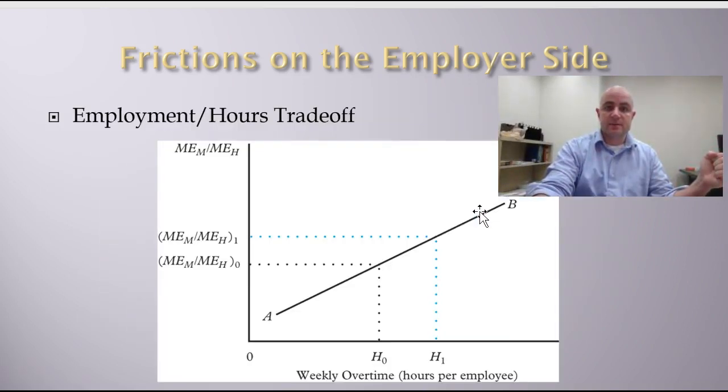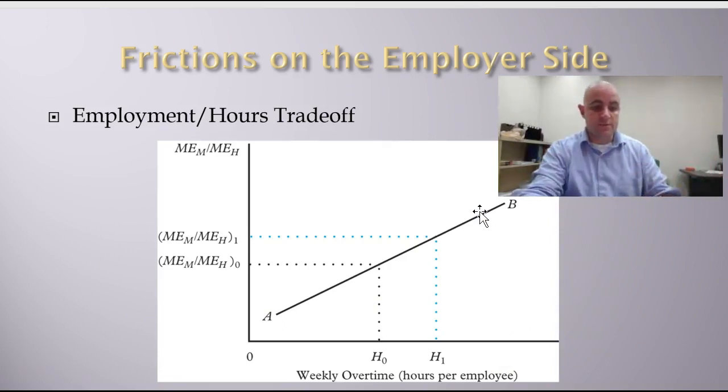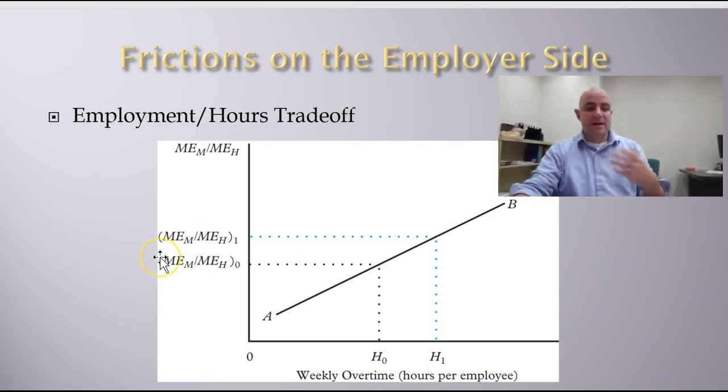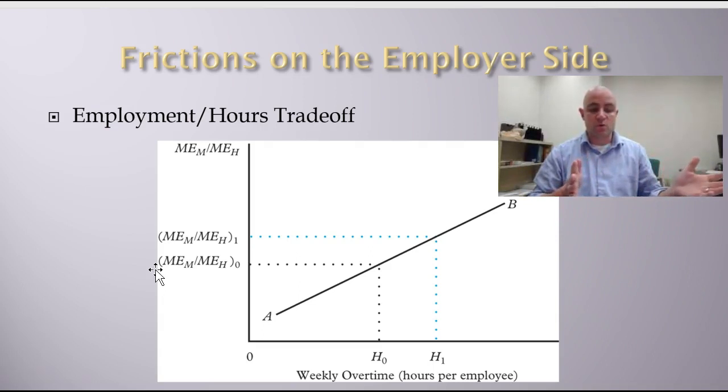And so if we look here, M is the number of workers hired, H is the average hours each worker is going to do. And so if you have the MPM, the marginal product of additional workers holding capital and hours constant, and MPH, the marginal product of additional workers or hours holding workers constant.